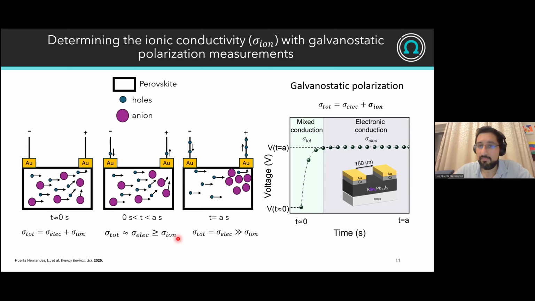And then at some point, you will deplete all the mobile ions available. So basically all the conductivity that you're gonna measure is gonna be only the influence of the electronic contribution. So if you calculate the conductivity at this time near zero, you're gonna have the total conductivity of the system. And if you calculate the conductivity at this point, you're gonna have the electronic conductivity of the material. And then from this, you can easily deduce the ionic conductivity.